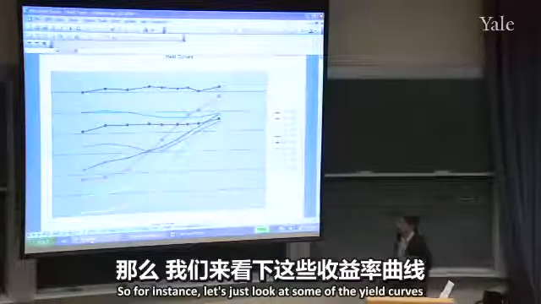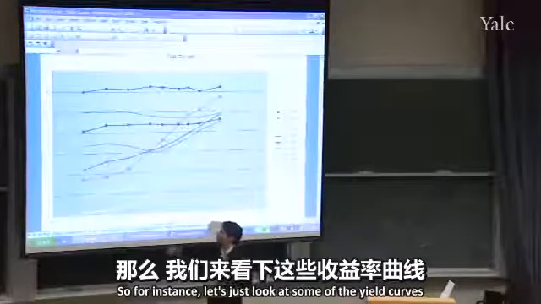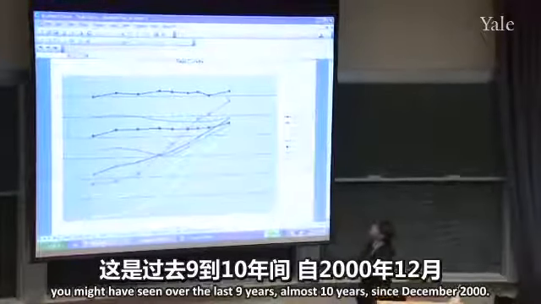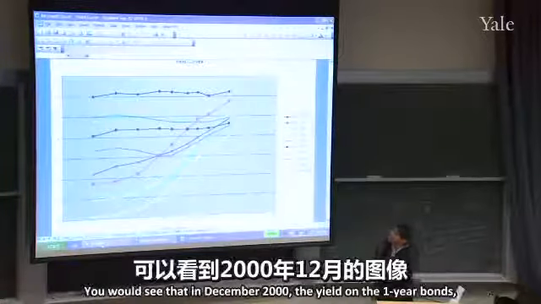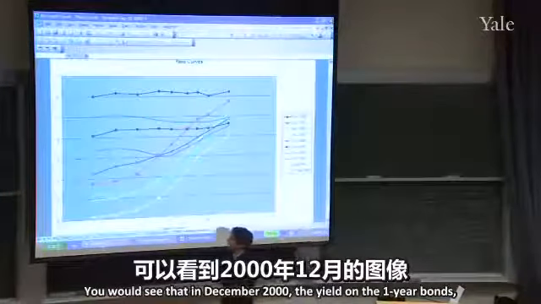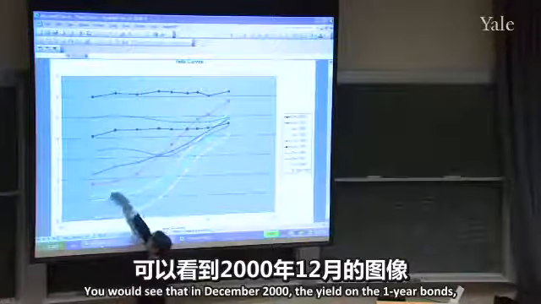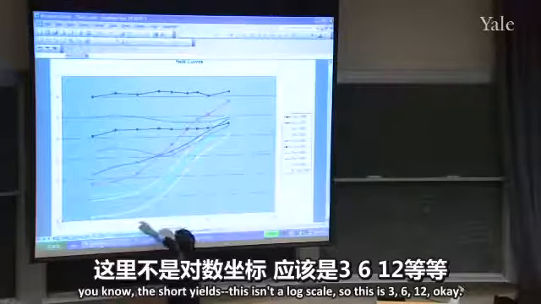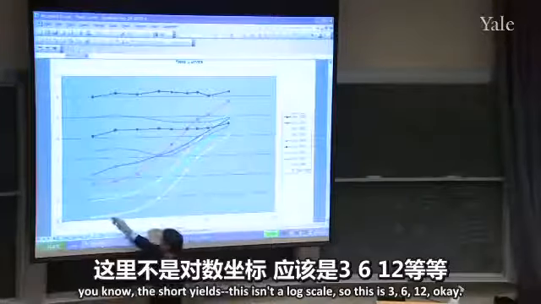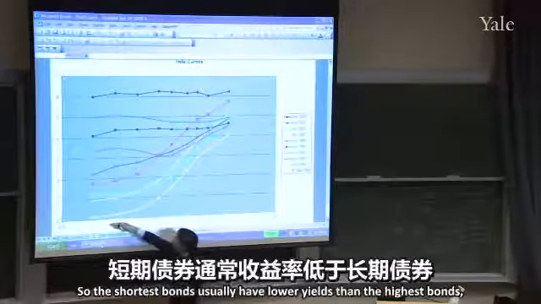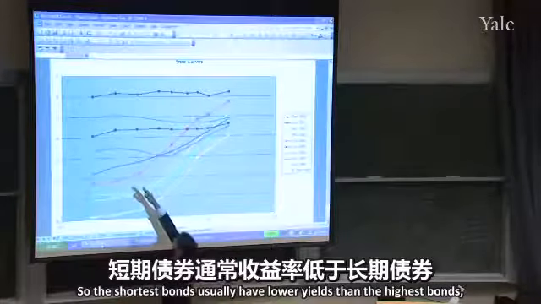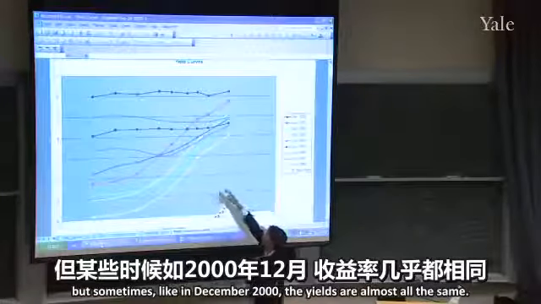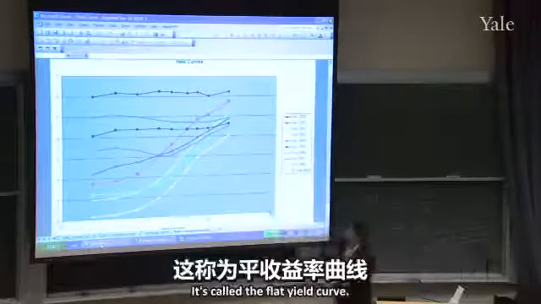So, for instance, let's look at some of the yield curves you might have seen over the last 9 years, almost 10 years, since December 2000. You would see that in December 2000, the yield on the 1-year bonds, or the short yields, this is in a log scale, so this is 3, 6, 12. The shortest bonds usually have lower yields than the longest bonds, but sometimes, like in December 2000, the yields are almost all the same. That's called a flat yield curve.